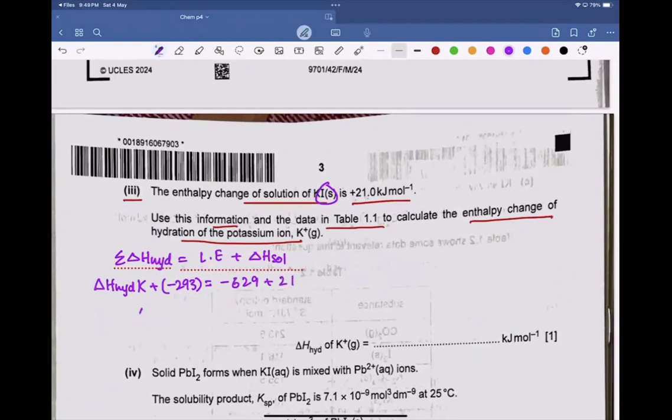So the enthalpy change of hydration of potassium is minus 629 plus 21, and the minus 293, when we move it to the other side, becomes plus 293. You will solve it and tell me the answer, please. It's minus 315 kilojoule per mole. Is this understandable to all of you?